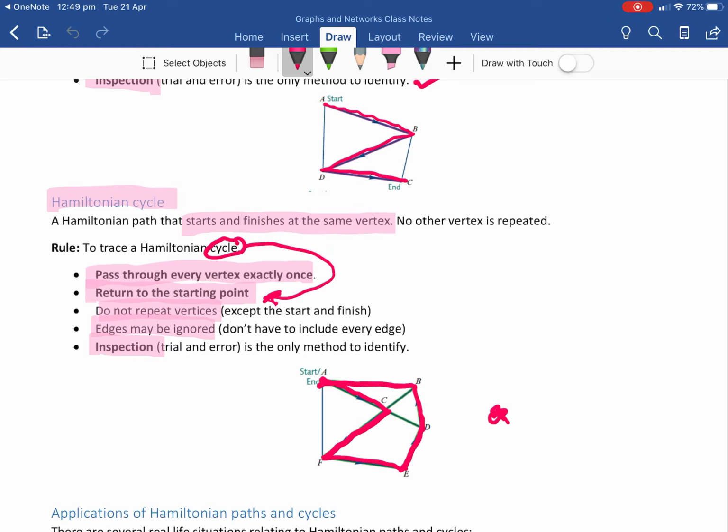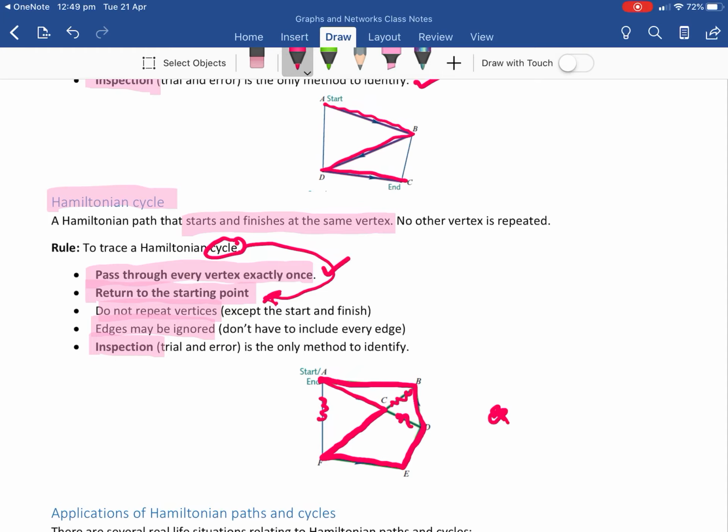Now, have I missed something? Let me just go back. Okay, let's do that again. I'm just wondering because these ones are highlighted. I think they should be left blank like this one. Anyway, we're going from A to C to F to E to D to B to A.